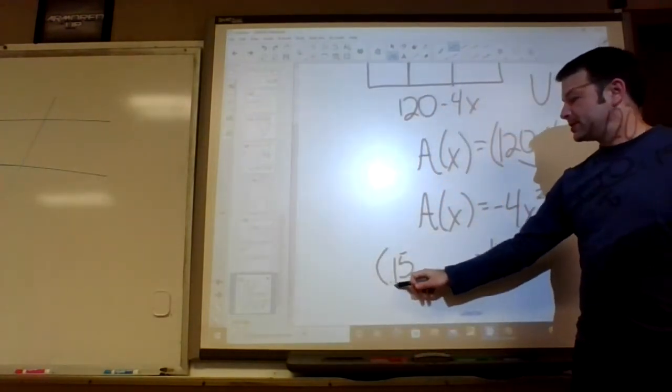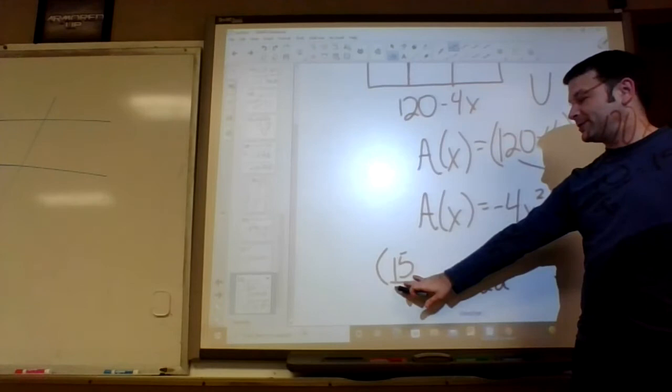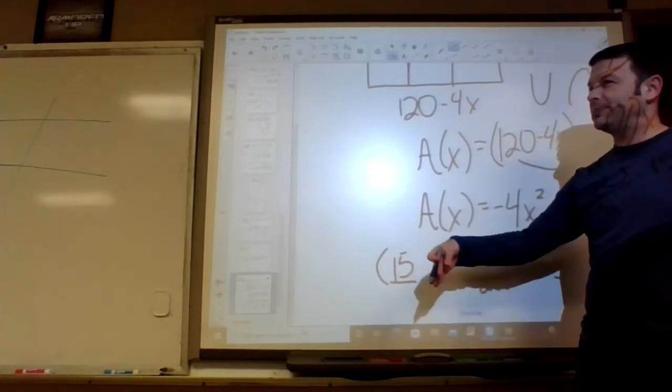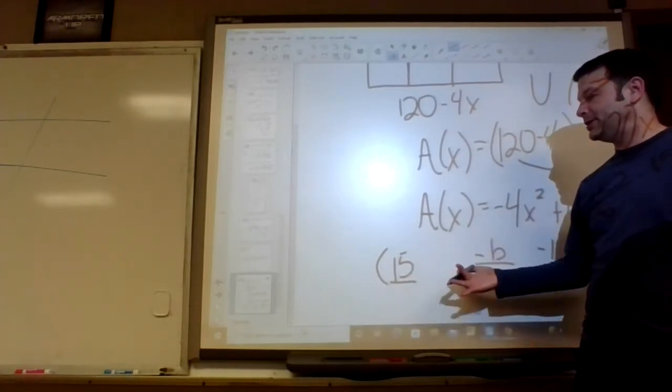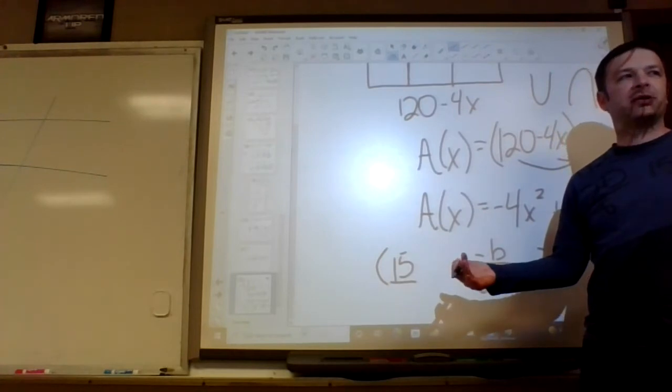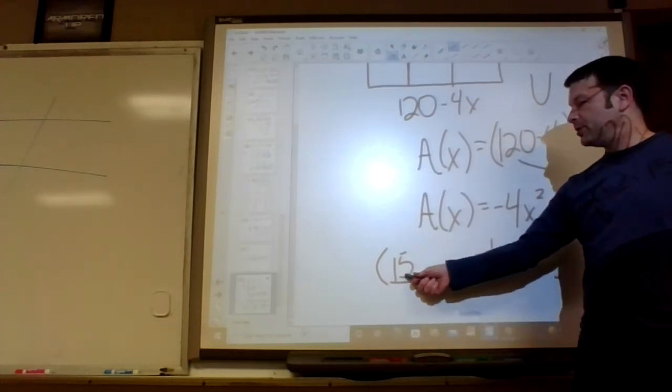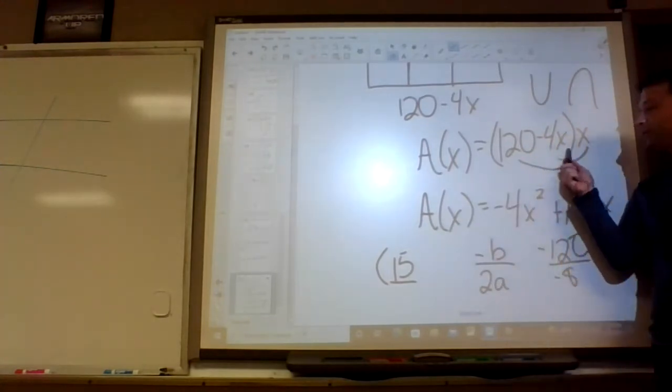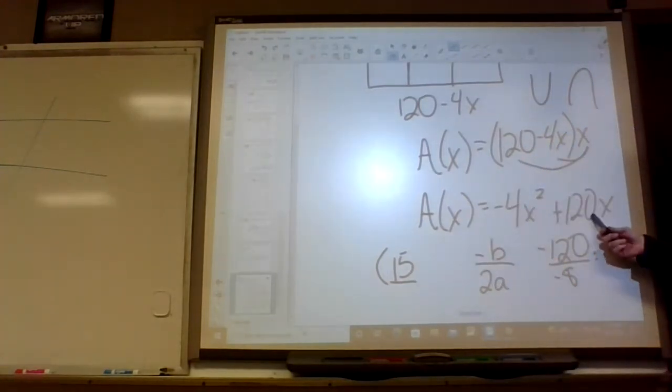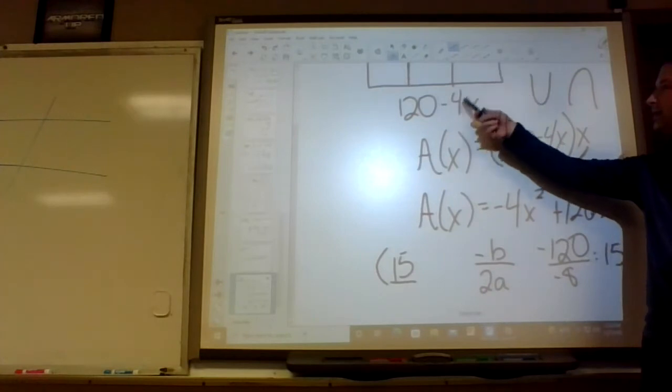So if the question is how long, what should the width of the pins be? It's 15. If the question is what's the maximum area you can find, how would we find the maximum area? You put 15. 15 is the x value.